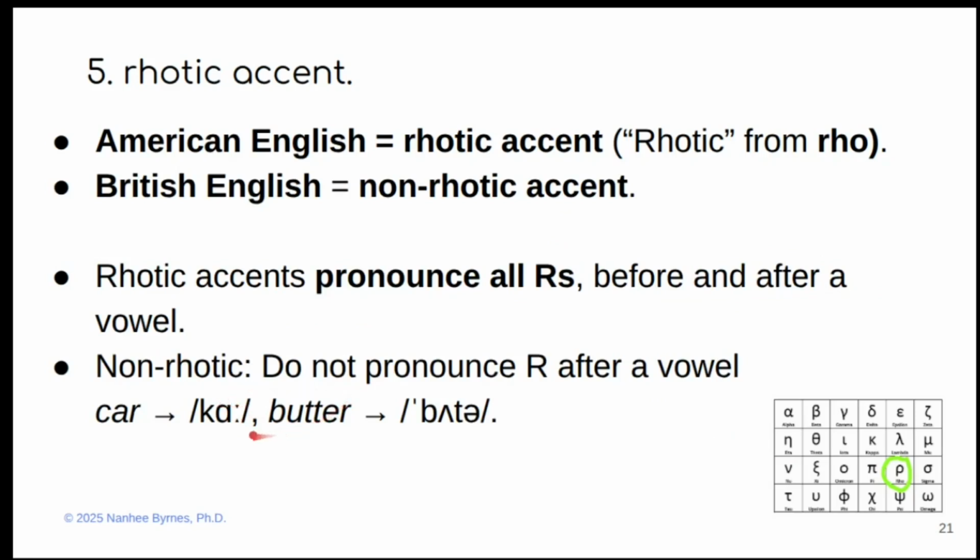British English, on the other hand, is a non-rhotic accent. That means the R sound disappears after vowels in a syllable. So car becomes caw, and butter becomes butta. This is one of the most obvious differences you'll notice in listening tasks. It also has a side effect.